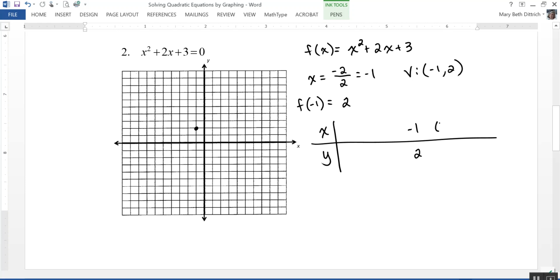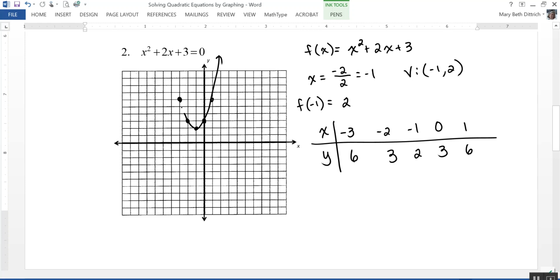I know that my y-intercept when x is 0 is going to be 3. So that's going to give me negative 2 is also equal to 3. And when x is 1, y is 6. And when x is negative 3, it's also going to be 6. So let's take a look at what that looks like when we graph it. And 1, 6, negative 2, 6.